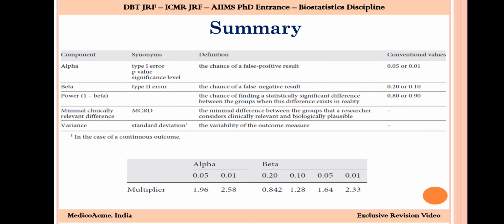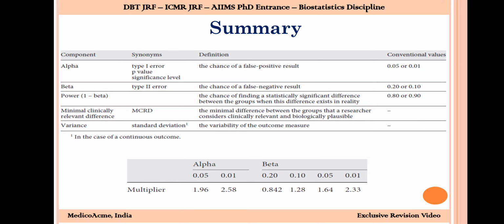While reviewing the literature, you will find that this much difference is acceptable in all the data. Suppose you are recording blood pressure; how much difference in BP can be acceptable is the MCRD, minimal clinically relevant difference. So this is the important part. It becomes part of the deviations, which we have studied earlier.